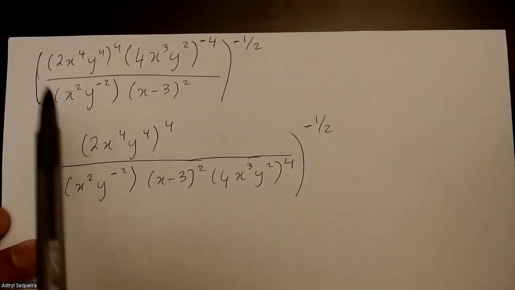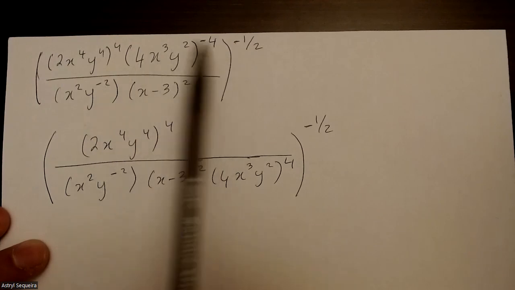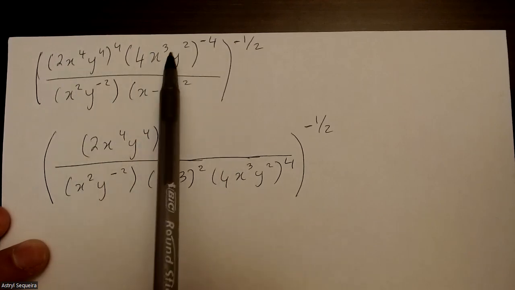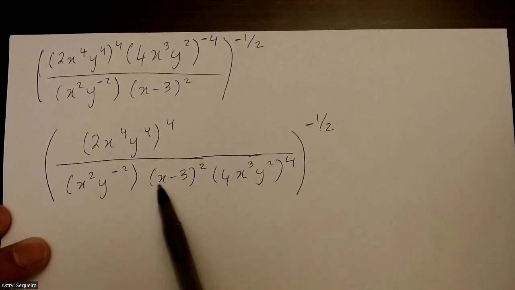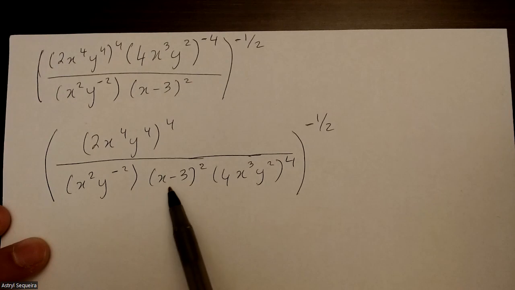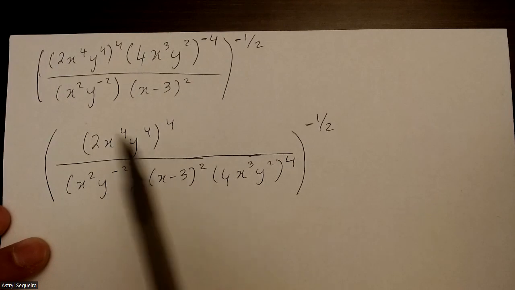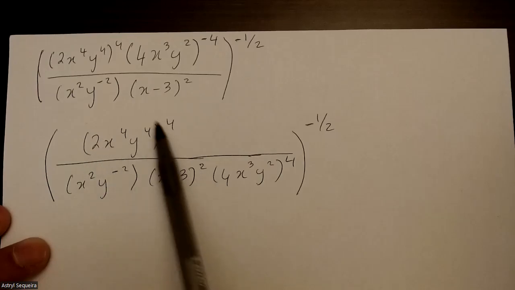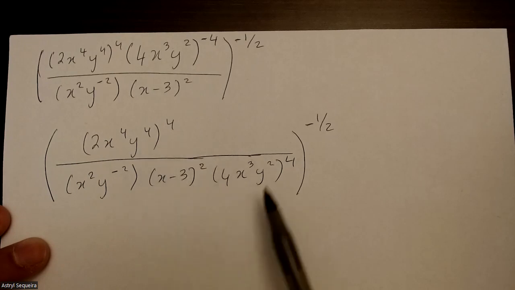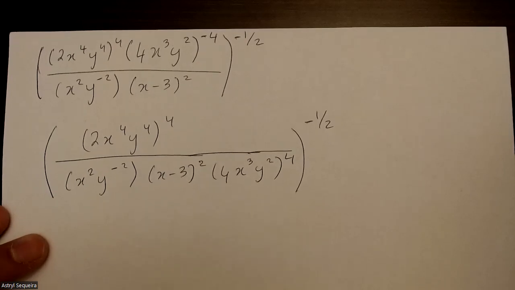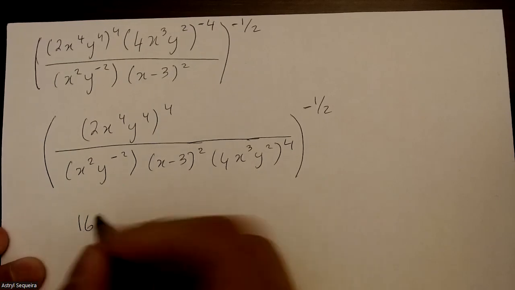The next thing I'm going to do is get rid of my exponents outside my bracket. But I'm only going to do it for these two brackets, because this is a trinomial. You can expand it by writing (x minus 3) squared, but I'm not going to do that just yet. I'm going to just get rid of the exponents outside the brackets that have terms multiplying and dividing, nothing with addition or subtraction. So 2 to the power of 4 is 16.